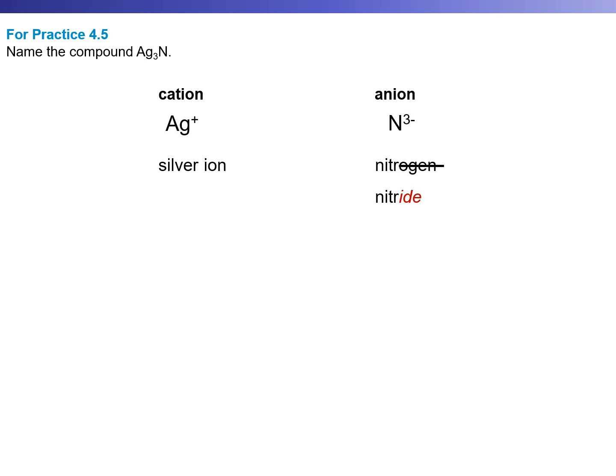All right. So how do we name this compound when we put the silver ion and the nitride together? Well, you get rid of the ion part in the cation, so we're just left with the name of the element, and then you couple it up with the name of the anion. So the name of this compound is going to be silver nitride.